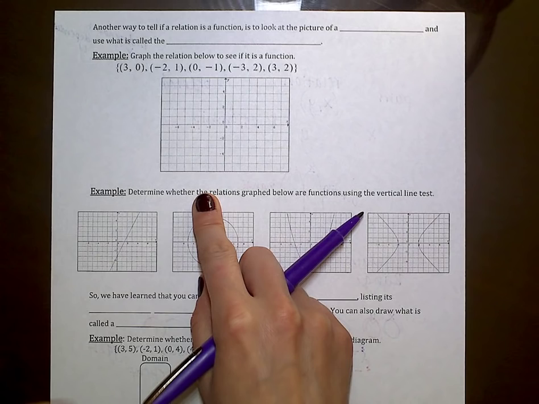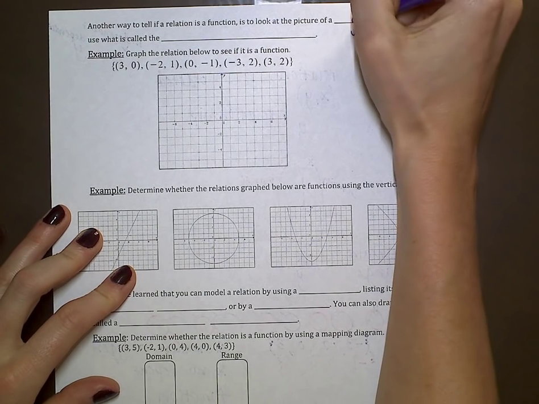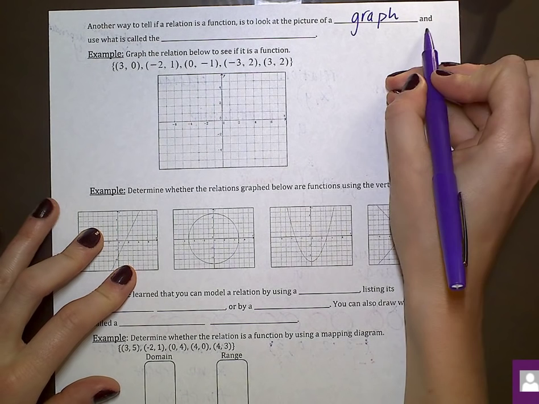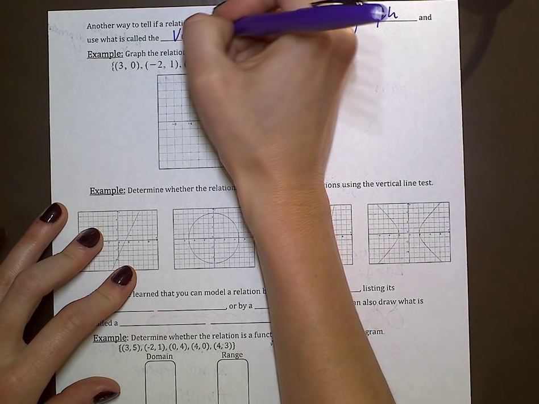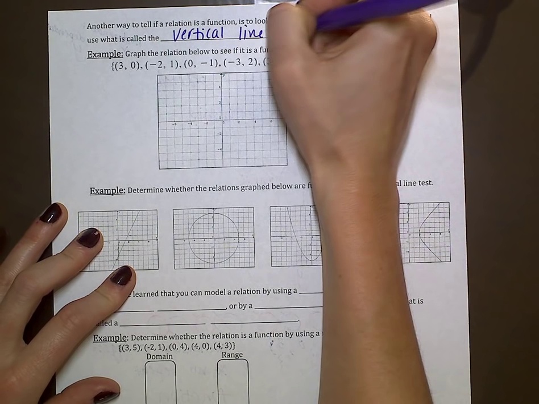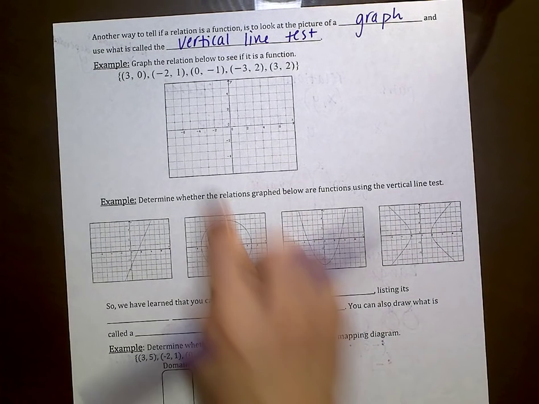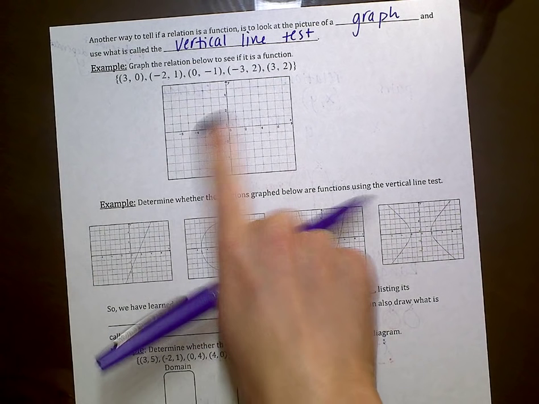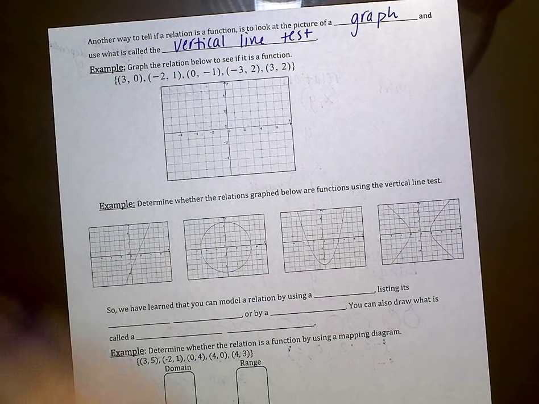Another way to tell if a relation is a function is to look at the picture of the graph, which we're going to do now. We use what's called the vertical line test when we're looking at the graph to say whether something's a function or not. So this is actually the same relation as the previous example. What I'm going to do though is plot the points and show you how I would use this test to say that it was not a function.